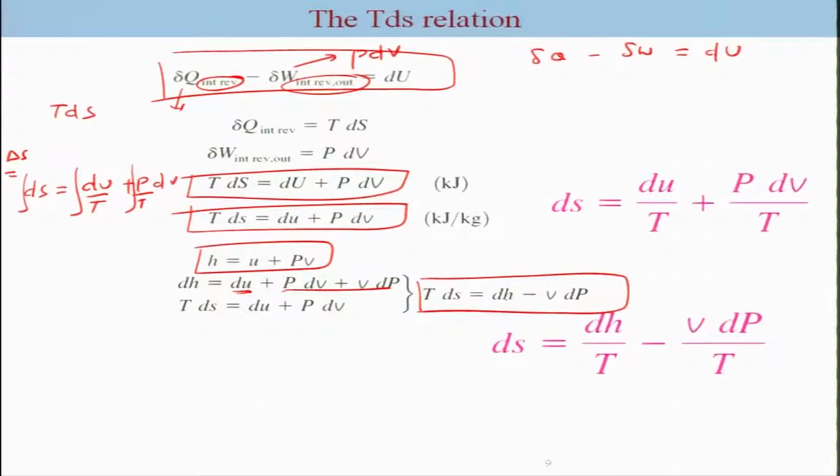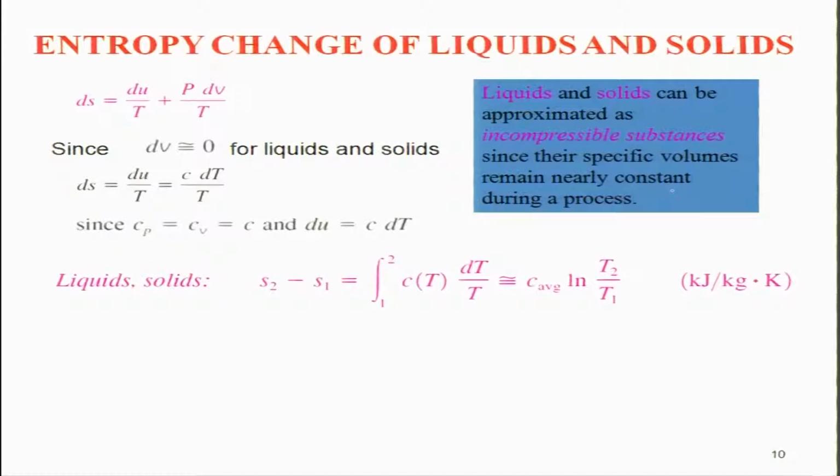So, from here, as I said, we can find out ds in terms of changes in u and v. Here in this case, ds can be related to changes in h and p. So, if you integrate it, and if you know the relations of the internal energy or enthalpy in terms of the pressure and the volume, you should be able to find out the change in the entropy. For the simple cases, it is easy. Okay. So, let us take some simple examples.